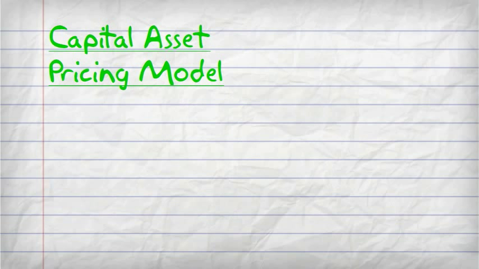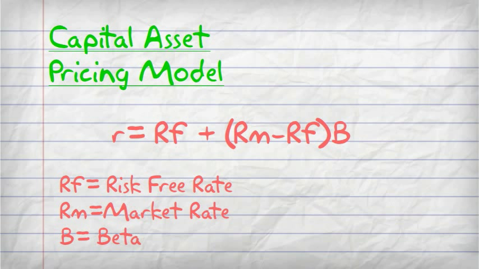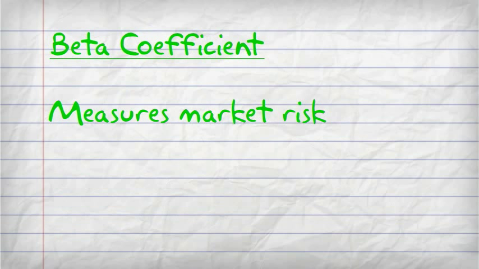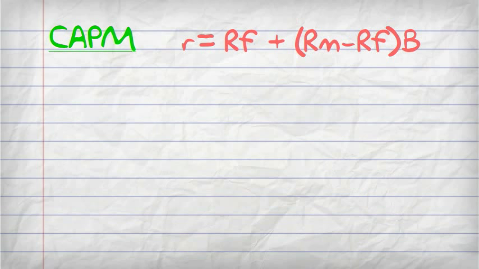The capital asset pricing model is based on the proposition that any stock's required rate of return is equal to the risk-free rate of return plus a risk premium that reflects only the risk remaining after diversification. CAPM uses a beta coefficient, which shows the extent to which a stock's returns move up and down with the stock market. The formula for CAPM is the risk-free rate plus the market rate minus the risk-free rate, and then multiplied by the stock's beta.